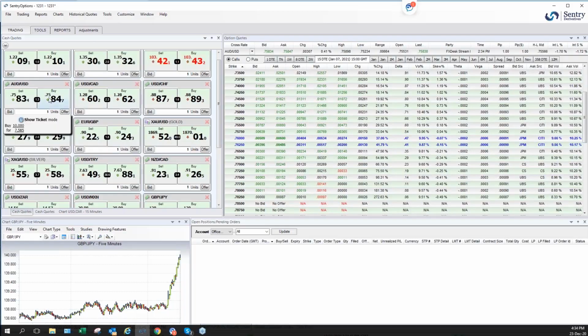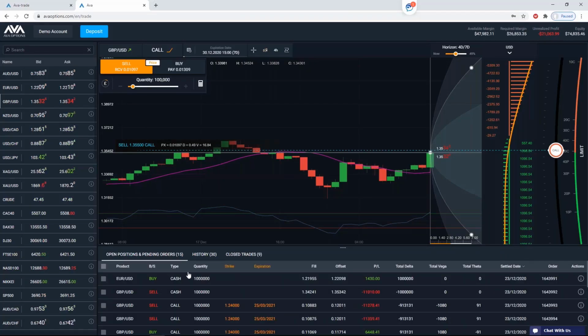And on the left side, you've got tiles, trading tiles. This is the easy one to use, and it simply works in the web. So you don't have to install anything. It's quick and easy to use.